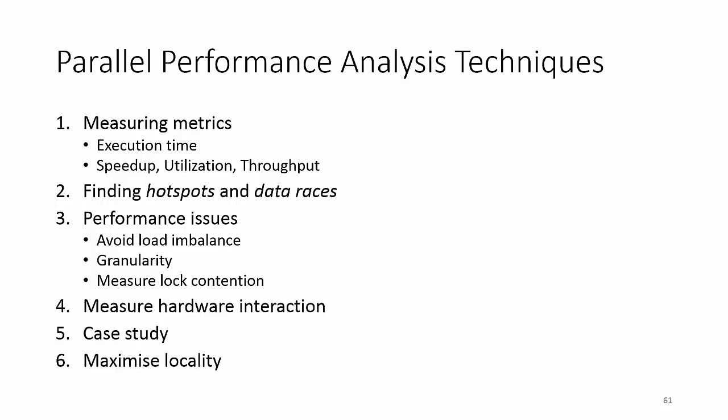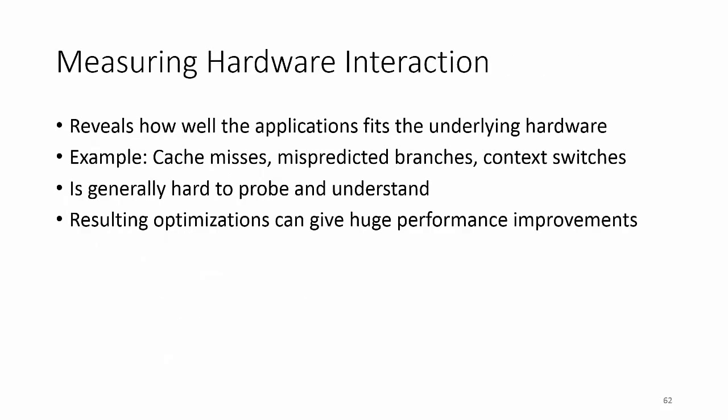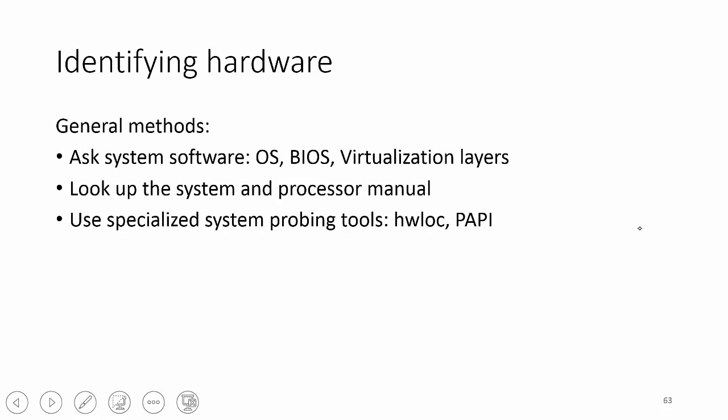Sometimes it's important to understand what's happening down in the hardware, and then we need to measure how the program interacts with hardware. This reveals how well the application fits the underlying hardware. In particular, it's useful to find out about cache misses, mispredicted branches, context switches, and so on. It could be hard to probe and understand, but if you can utilize the information, you can get some huge performance improvements. So let's go through a little bit of information on how to work on it.